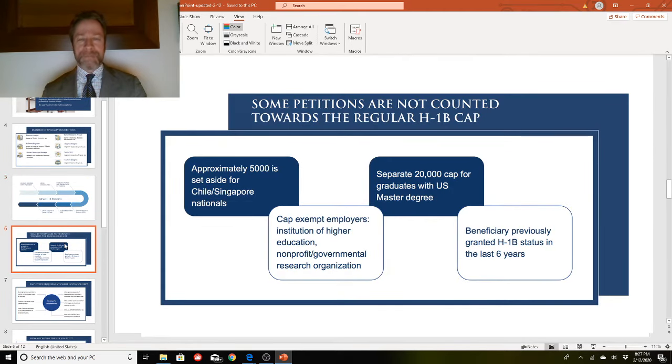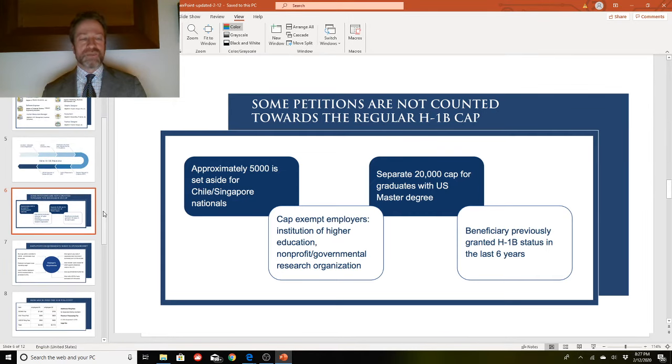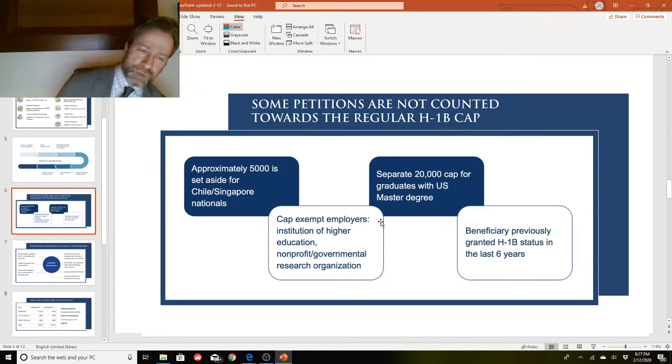Okay, now some petitions are not counted towards the H-1B cap. In other words, some employers can file applications that do not have to be subject to the lottery, okay? There are different kinds. Most of these cap-exempt applications are from employers that are nonprofit research organizations or universities, okay?